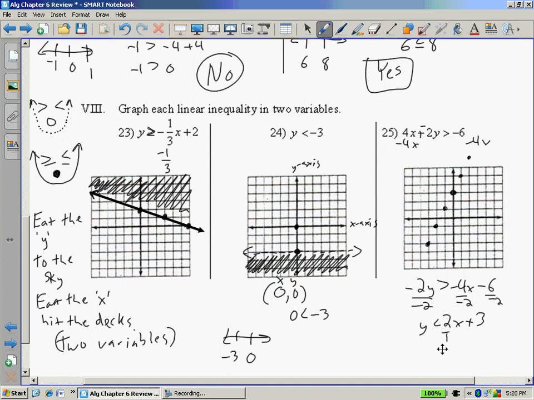Now at this point, we need to look. This is the young man. The young man does not have a full-grown beard, so it's going to be a dotted line. Algebraically speaking, what this means is that these points, if you pick exactly on the line, will not be true. Whereas on a solid line, if you pick the points that are right on the line, they will be true. Okay, now, eat the x. The alligator here is eating the x, so we need to hit the dex. We need to shade below the line.